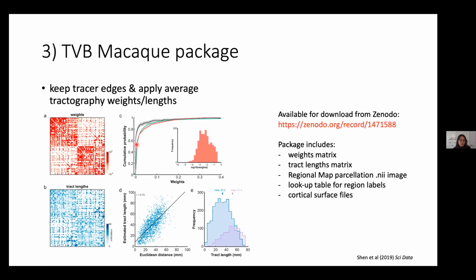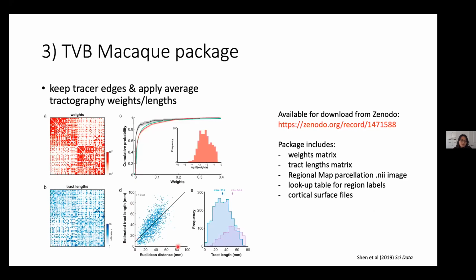And so what we did was keep the tracer edges. So we assumed the tracer connections to be true, the ground truth. And what we did was apply the average tractography weights and lengths to each of those connections. And you can see, just to give you a sense of how good those weights are, it follows a log normal distribution. So in red here are the tractography weights distribution, and it follows a log normal distribution, very similar to what the Kennedy lab has described in tracer data. Okay. And the track lengths that we achieved were as expected, so they increased with Euclidean distance.